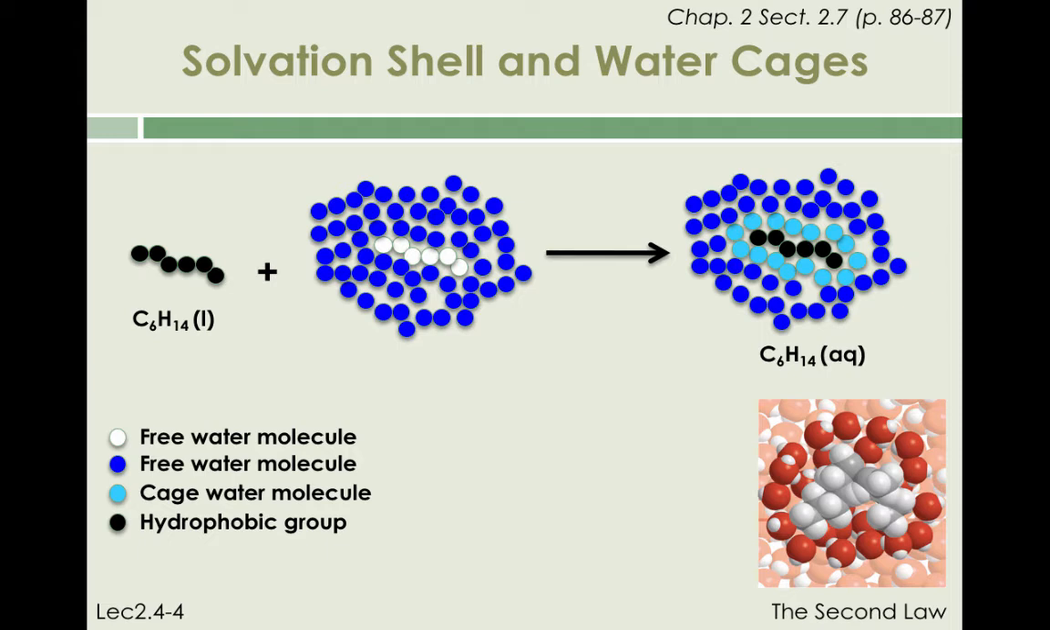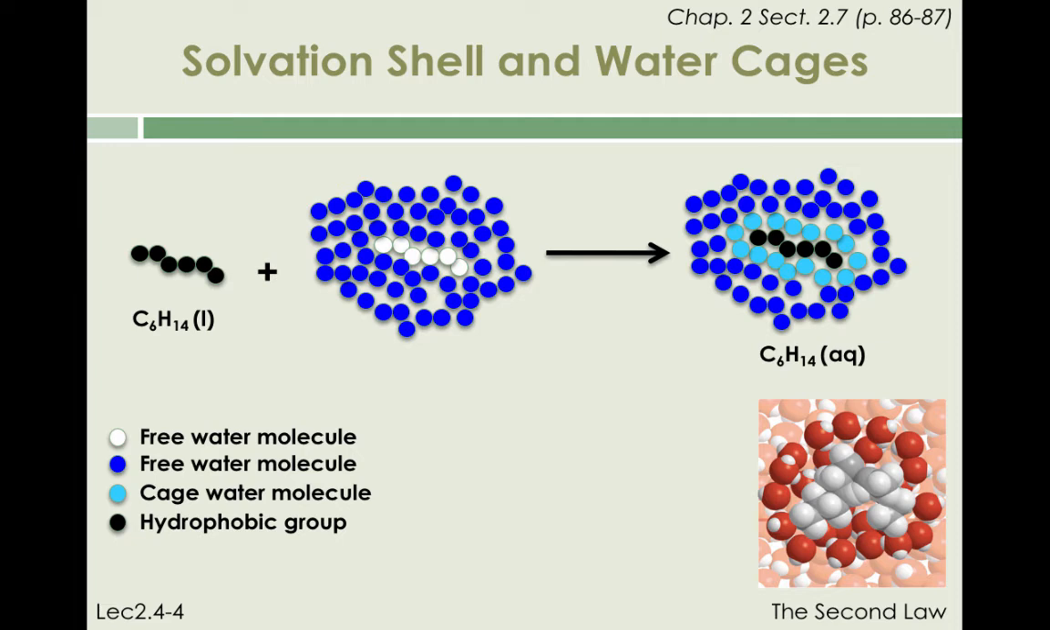On this cartoon, we represent the methylene and methyl groups of hexane by black beads, and the water molecules by blue or white beads. Upon dissolution, the hexane molecule would displace the free water molecules, the white beads, and become surrounded by cage water molecules, represented as light blue beads, which form what we call the solvation shell around hexane.